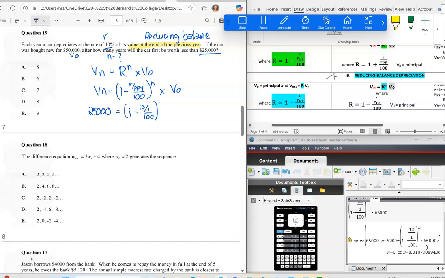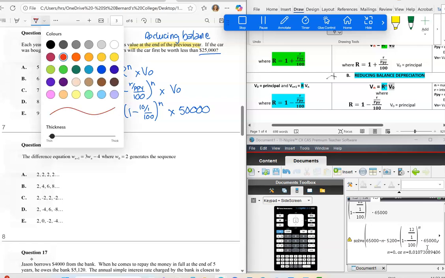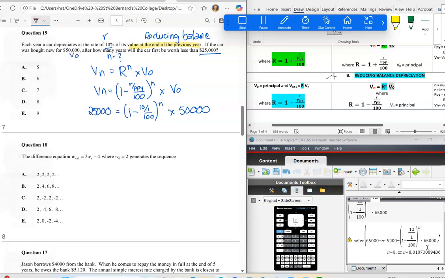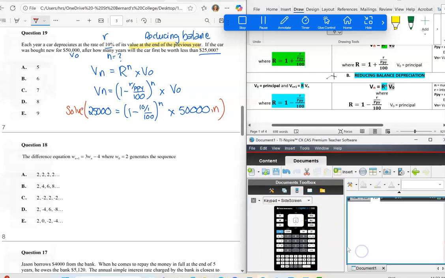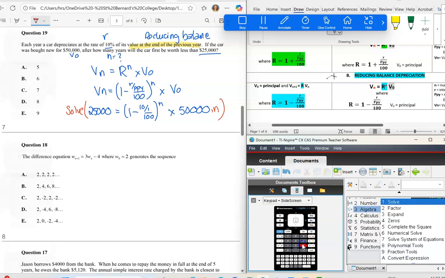To the power of n, I don't know. I want to know how many years, but my original value was 50,000. So off I go. What can I do when I have something like that written up with just one thing I don't know? I can do solve. Good. So let's go down to our calculator again and menu 3-1 to get the solve.